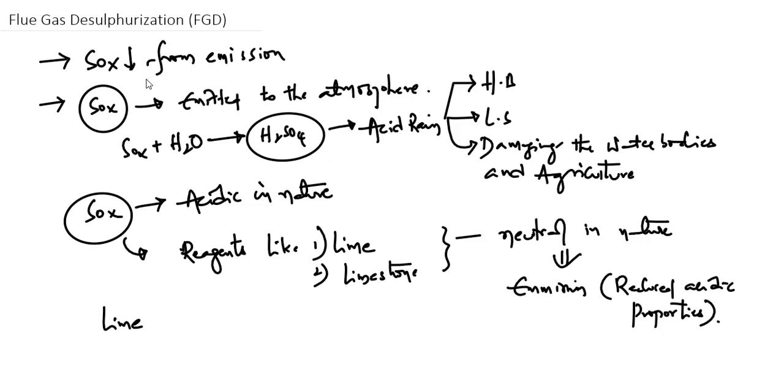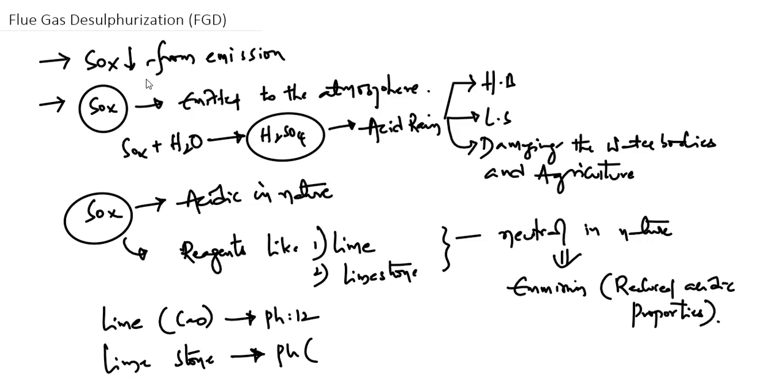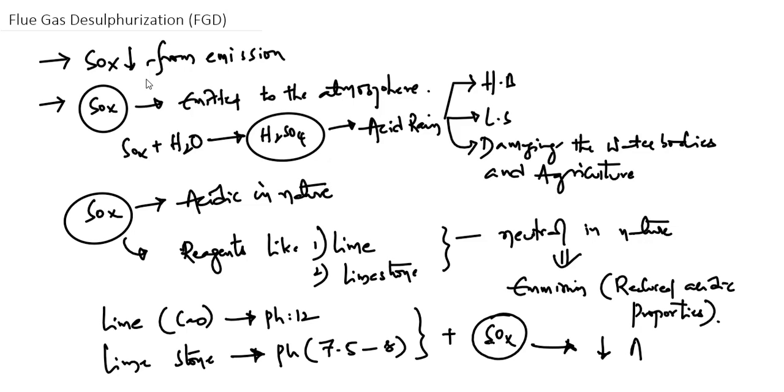Lime has a pH of 12 and limestone has a pH of 7.5 to 8. These mixtures are mixed with the SOx, thereby reducing the acidic nature.